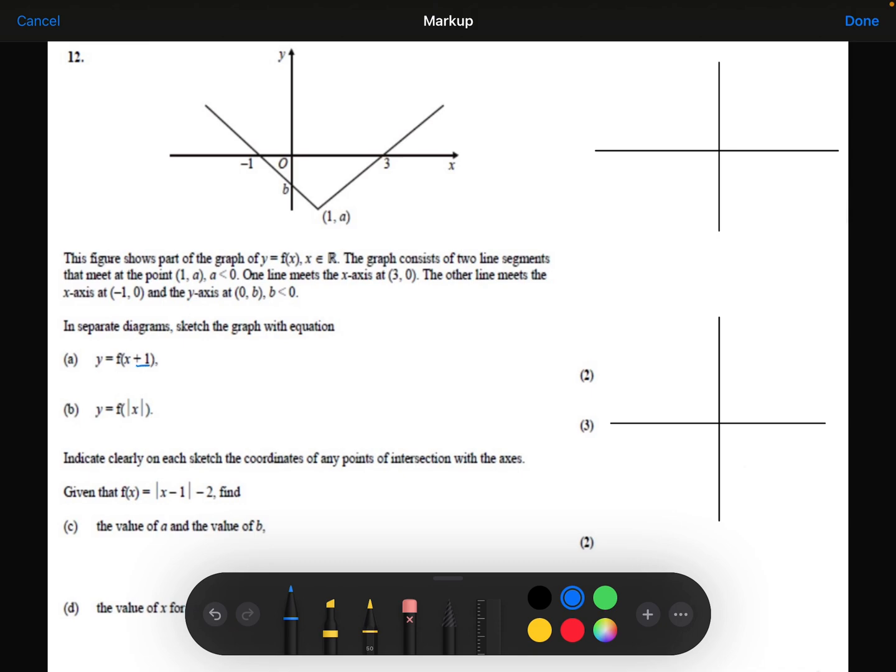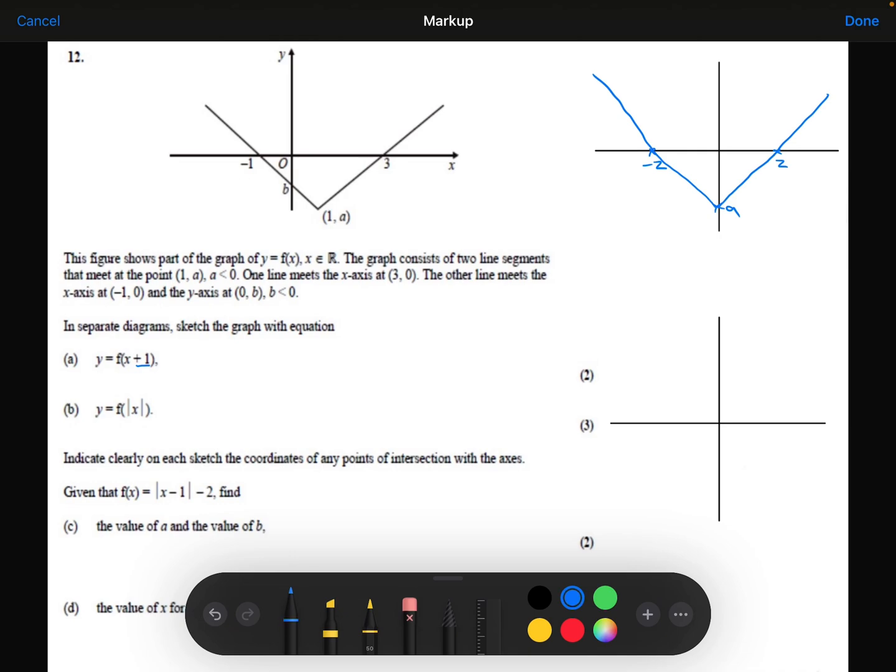So this plus 1 on the inside of the function affects the x coordinate, and we're going to do the opposite. So we're going to subtract 1 from the x coordinates, which is going to shift the whole graph 1 square in the negative x direction. So it's now going to intersect at minus 2 on the x-axis here, and positive 2 on the x-axis here, and the coordinate that was (1, a) is now going to be (0, a). Therefore, the graph is going to look something like this. So that's my answer for part A.